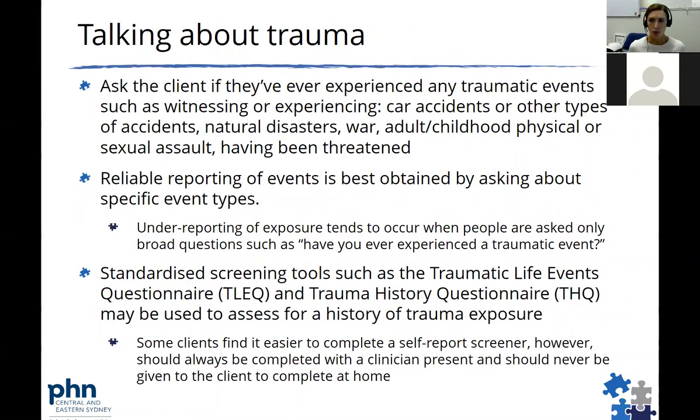When broaching the subject of trauma, ask the client if they've ever experienced any traumatic events, such as witnessing or experiencing car accidents or other types of accidents, natural disasters, war, adult or childhood physical or sexual assault, or having been threatened. Reliable reporting of events is best obtained by asking about specific event types. Underreporting of exposure tends to happen when people are only asked broad questions such as, have you ever experienced a traumatic event? Standardized screening tools such as the Traumatic Life Events Questionnaire and the Trauma History Questionnaire can be used to assess for a history of trauma exposure.